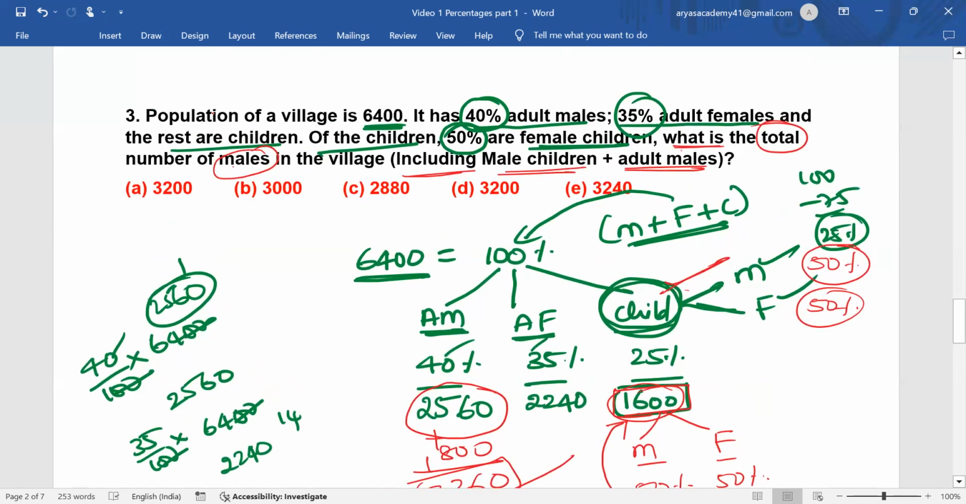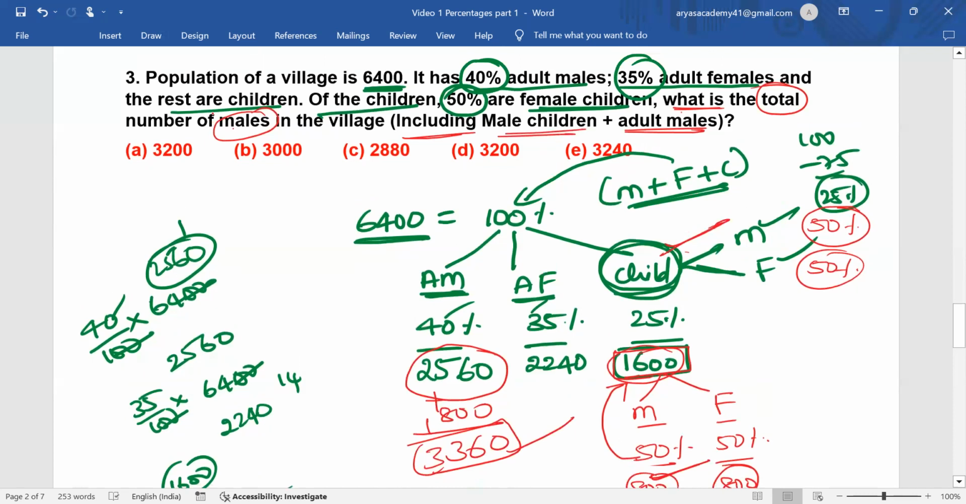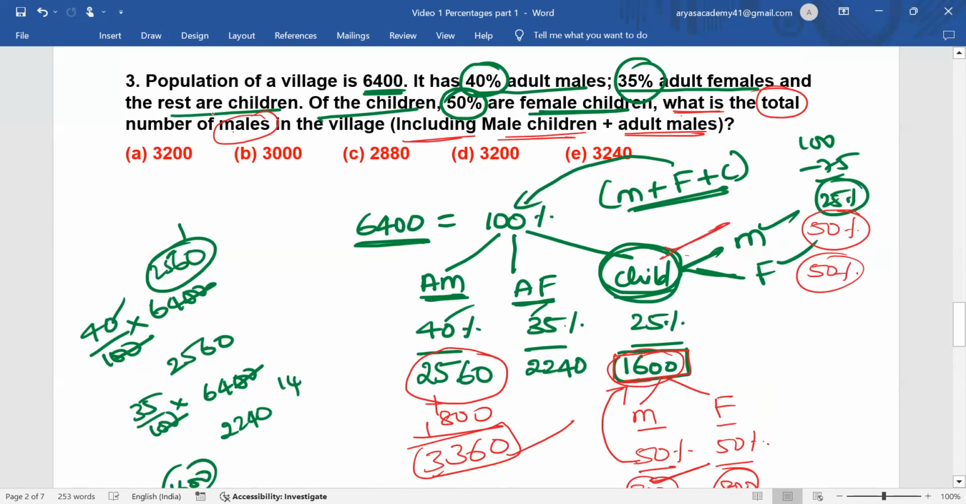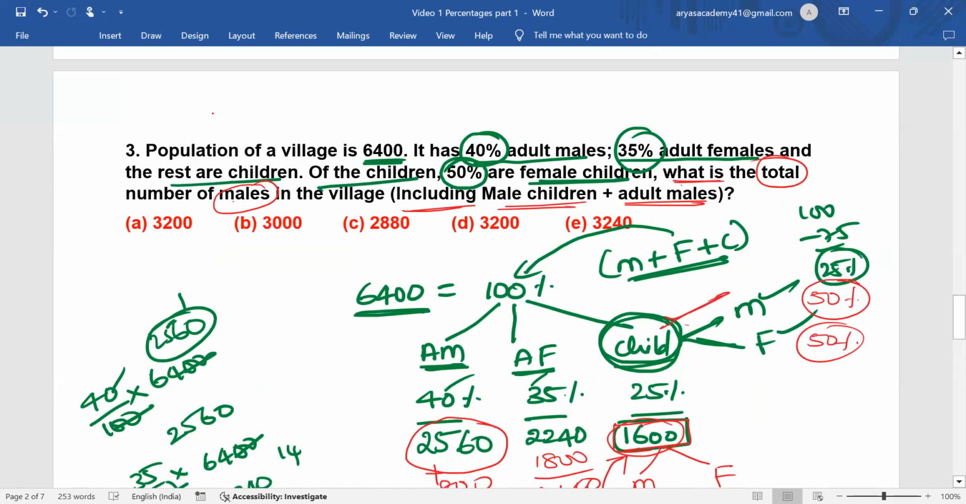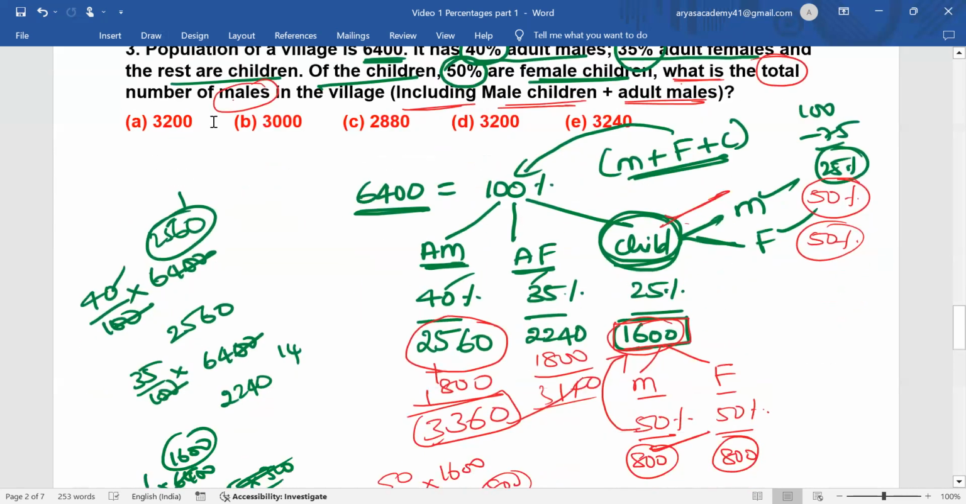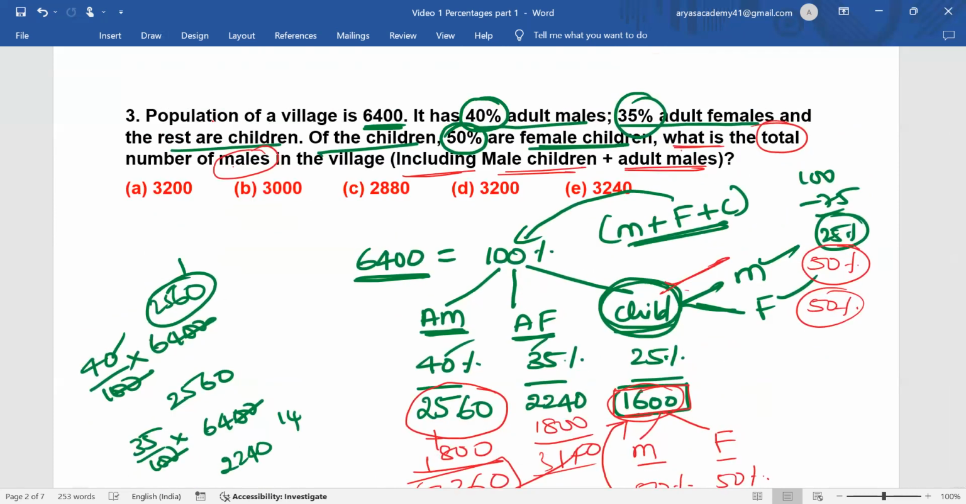Number of males or number of females? Okay, number of males, but the answer is not given. The answer is given for females. If you add 800 here, that is also 3040. So by mistake, I have omitted the correct answer. The correct answer is 3360. You correct this option to be 3360. So this is the correct answer.